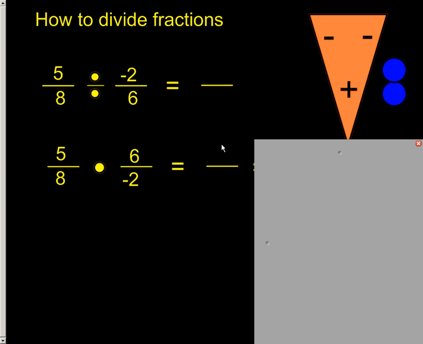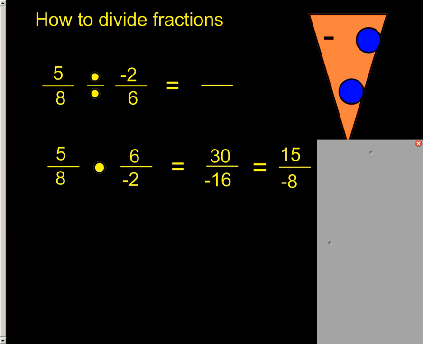Positive times positive is positive, so 5 times 6 is 30, and 8 is positive, but -2 is negative, so our answer will be negative, and 8 times 2 is 16, so it's -16. And then we just have to go through and actually simplify our fraction again. That simplifies down to 15 over -8, or you know what? It's very easy to just go through there and always move the negative up to the top.